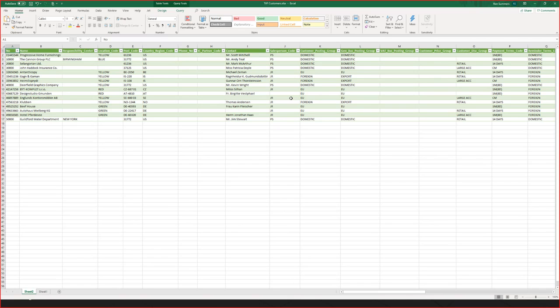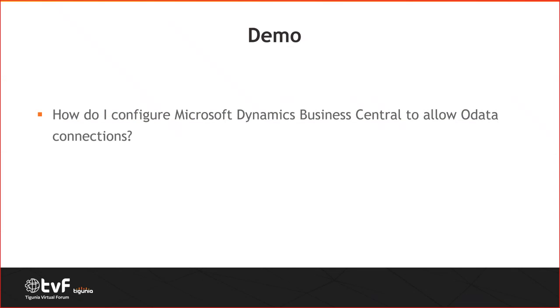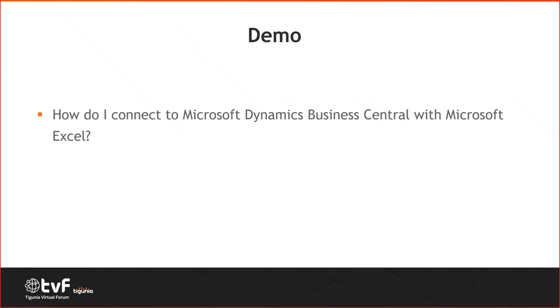Let's keep going and talk about the Power Platform. I'm going to jump back over here to my slides to make sure I'm staying on track with the agenda. Configure Dynamics to allow data connections, we did that. Then we talked about how to connect to Business Central with Microsoft Excel, and showed how we can do that through the OData feed. And then we connected to that data through Word, through a mail merge, and had that information there.